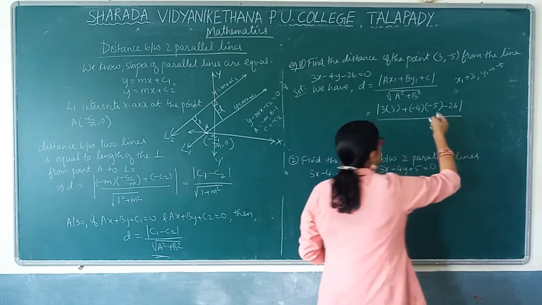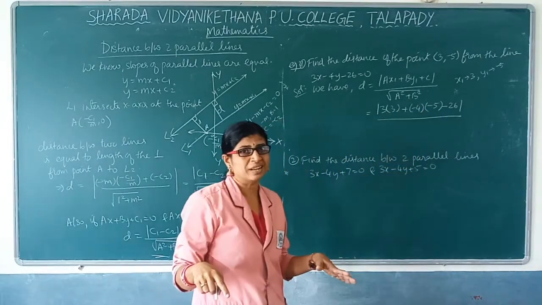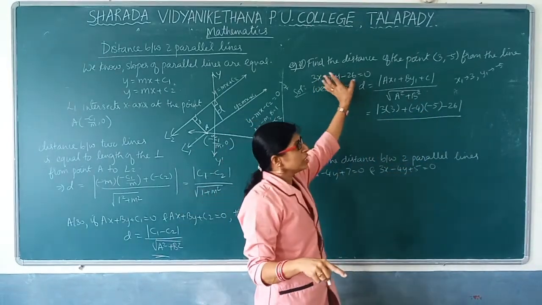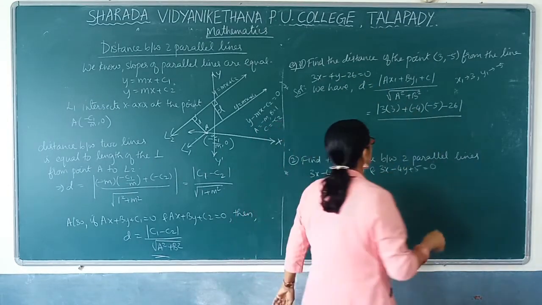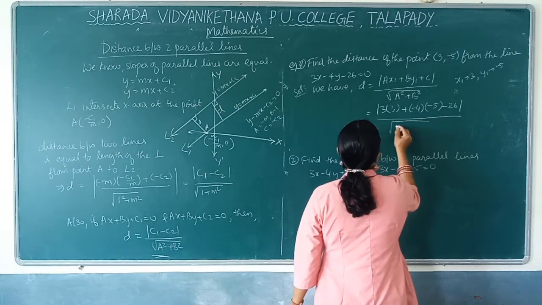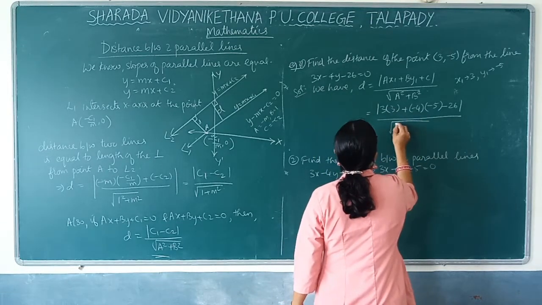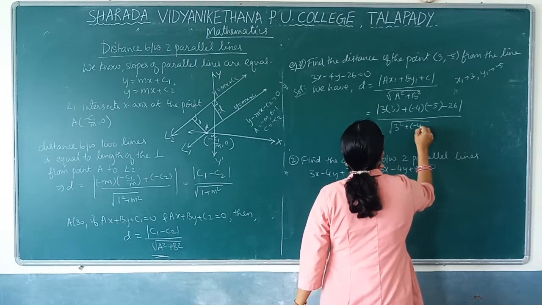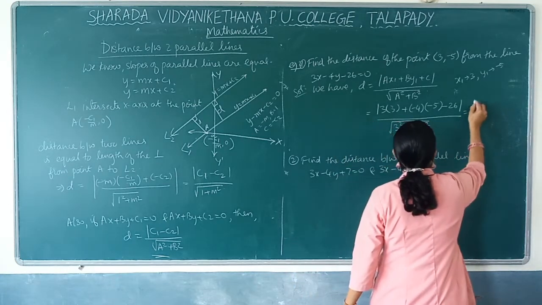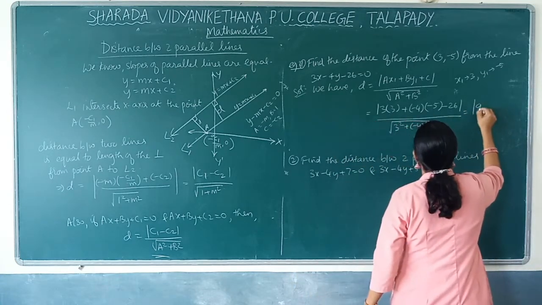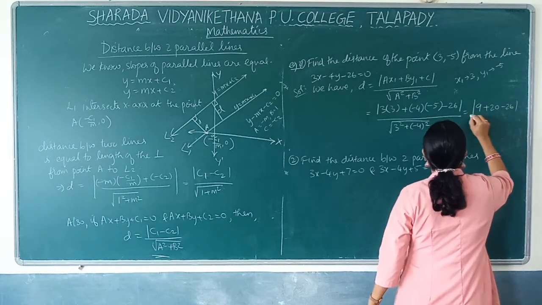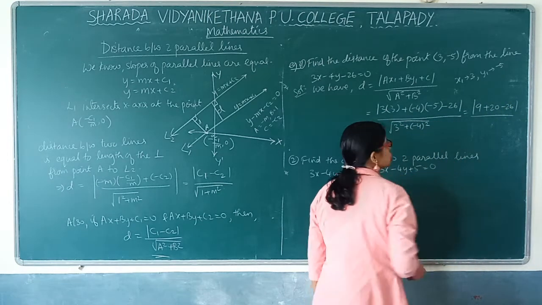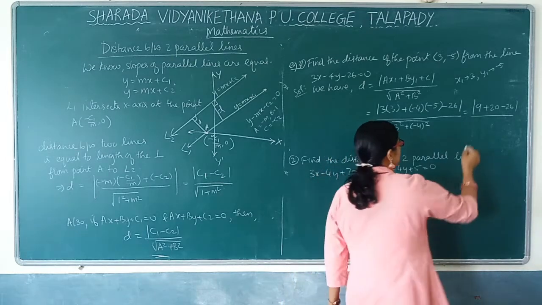Don't think that because the formula has plus c, I have to change the sign and write it. Nothing like that. As it is, you should write with the same sign of c as given in the equation. Don't change that. Then the denominator is root of a square plus b square: the coefficient of x squared, 3 square, plus (-4) the whole square. So just simplify this. What do you get? 3 3s are 9, 5 4s are 20, minus 26, divided by 9 plus 16 is 25, root 25 is nothing but 5.